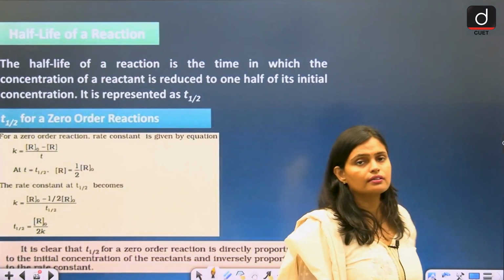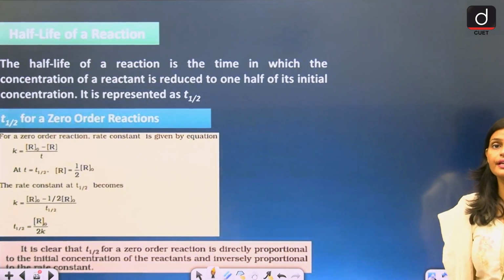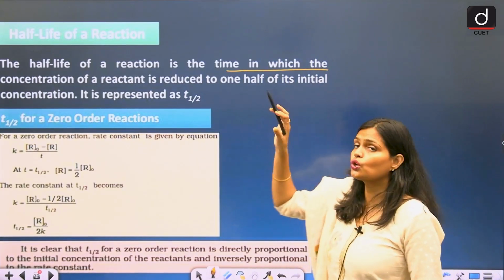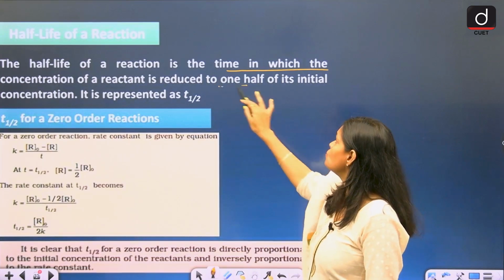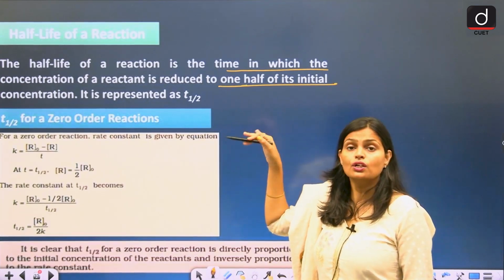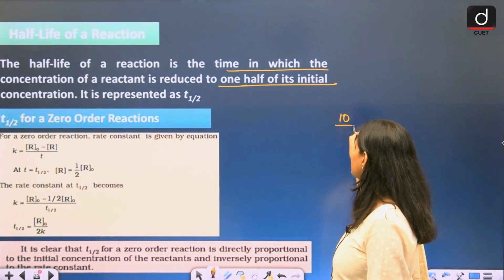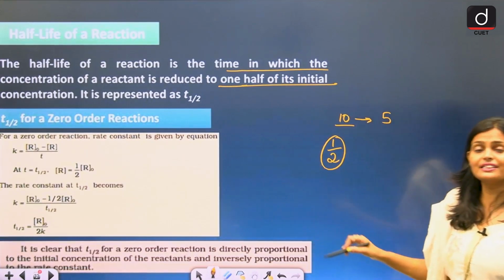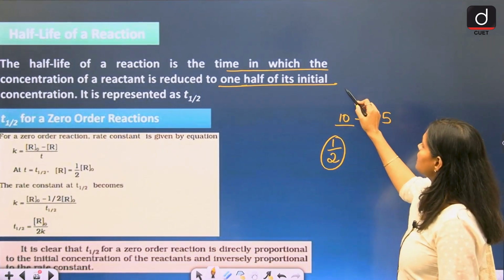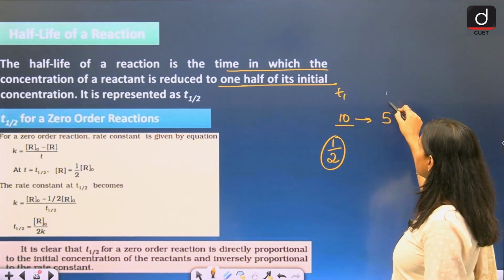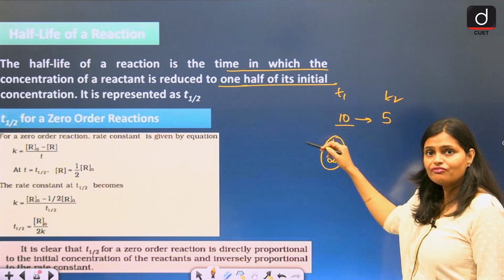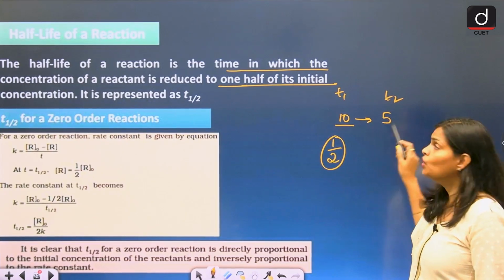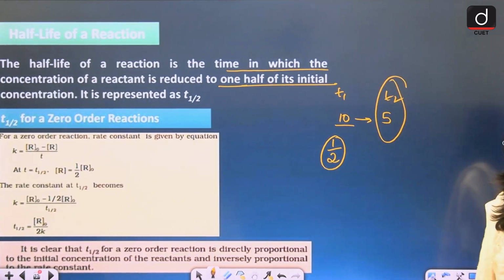Then another very important term is half-life time, right? Half-life of a reaction is the time in which the concentration of a reactant is reduced to 1/2 of its initial concentration. So suppose initially the concentration is 10. Whatever the time taken to reduce the concentration to its half, right? Initially suppose the time is T1 and now the time is T2. So at T1 you have full concentration. At time T2 the concentration decreases to half of its value. So this time is considered as the half-life time.